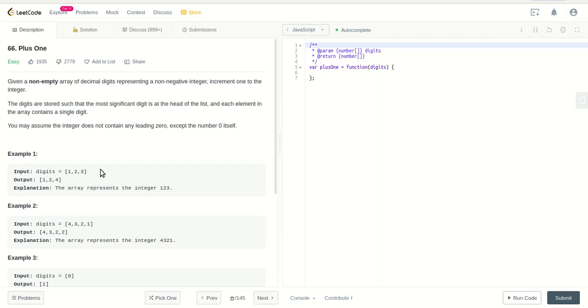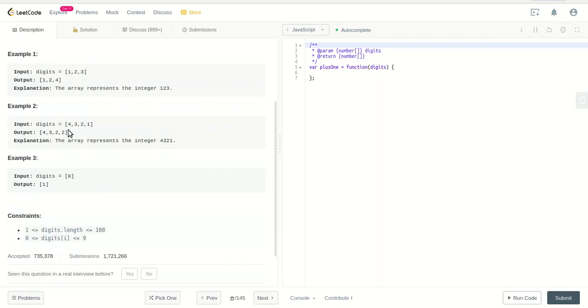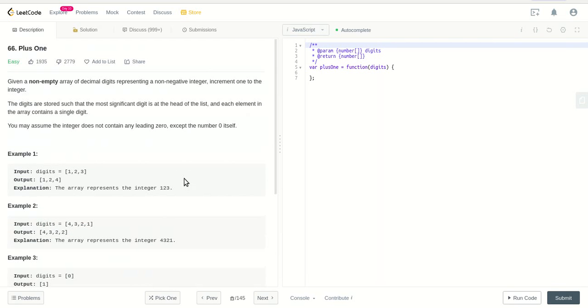So 123, adding 1 to that gives 124, that's our output. And adding 1 to 4,321 in example 2, we get 4,322. And adding 1 to 0 would give us 1. So this is pretty straightforward to understand.